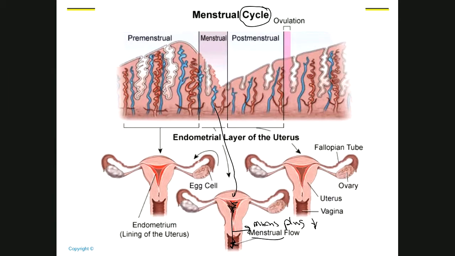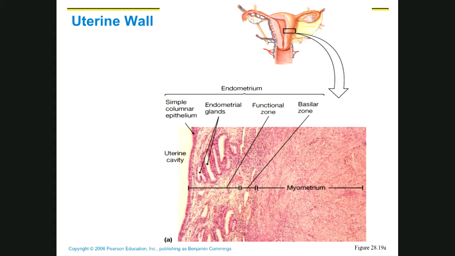But then what's going to happen is, under the influence of hormones, this is going to begin to repair itself. And it's going to grow. And then under different hormones, not only does it get repaired and grow, but it becomes secretory. It secretes like crazy. It secretes nutrients for this embryo, if there is one. And then it sloughs off and it starts all over again. So it's a cycle.